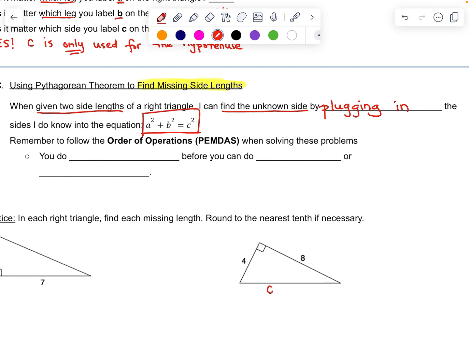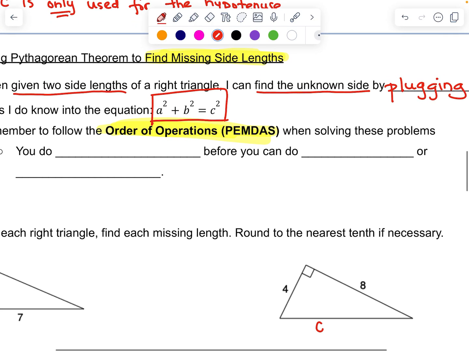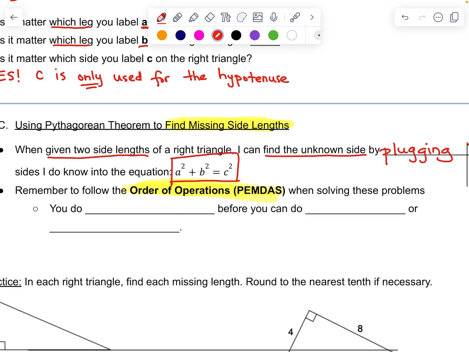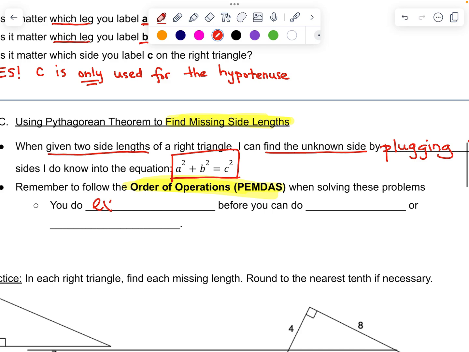It's not too bad. We just need to be careful to make sure that when we try to solve for the missing side, to follow the order of operations, PEMDAS, as we know we're supposed to do. So you need to make sure, because this is an equation that features exponents, that you do the exponents first before you do any addition or subtraction that might need to happen.